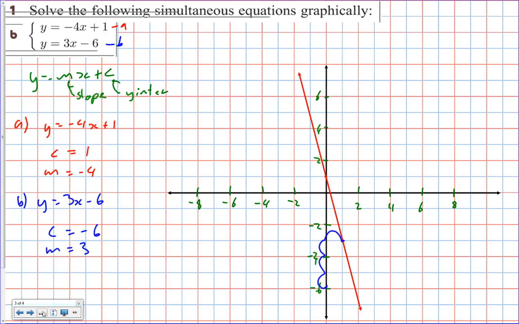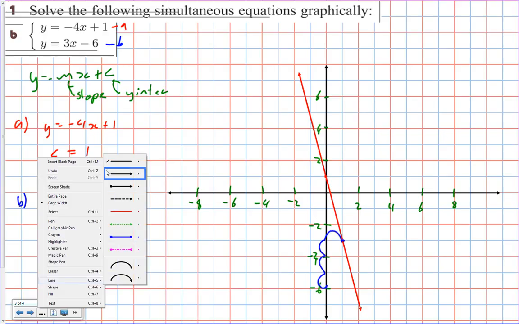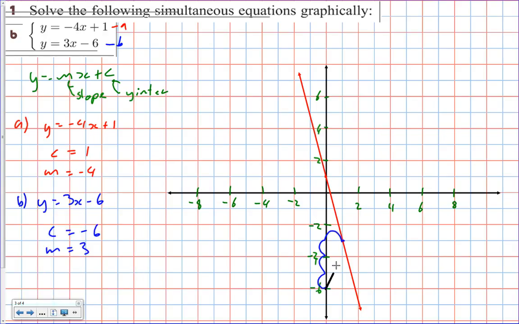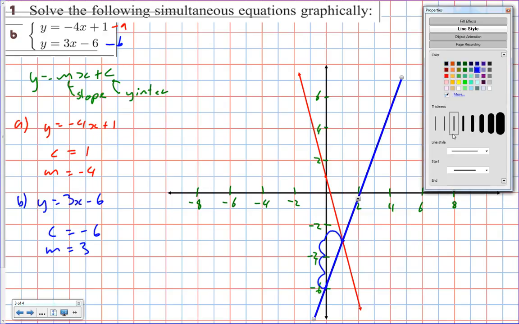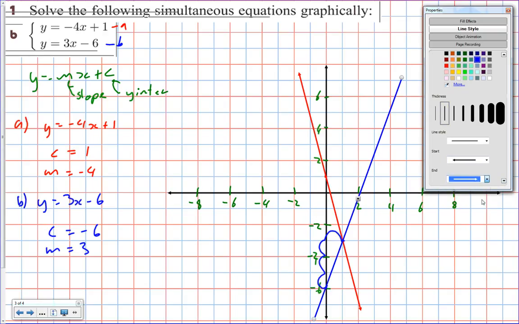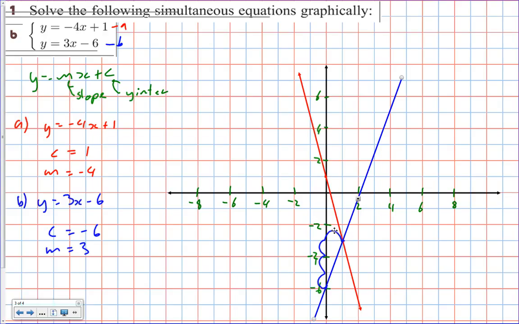So again, now we draw our line. From that point there, go up. Make sure I go through that other dot. Just make a fraction longer this way. Again, just quickly work on our properties. Let's make it blue. Make it slightly thinner. My arrows on both ends. And we'll just get rid of our step marks. And we now have our two lines intersecting, and they intersect at this point here. And that intersection point is 1, -3.